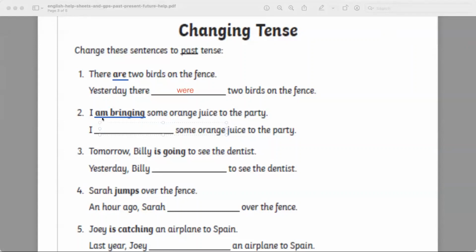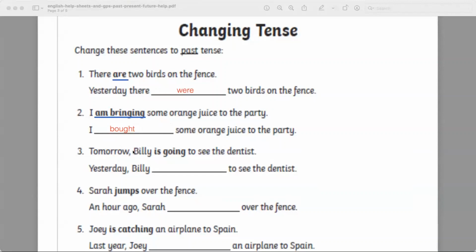What will happen is I'm bringing, so past tense of bringing is brought. So I bought some orange juice to the party. Okay, so it would just be bought. So bought is the past tense of bring. Is it brought or bought? Brought will be like something you actually brought as like buy. So this is something that you took. Okay.